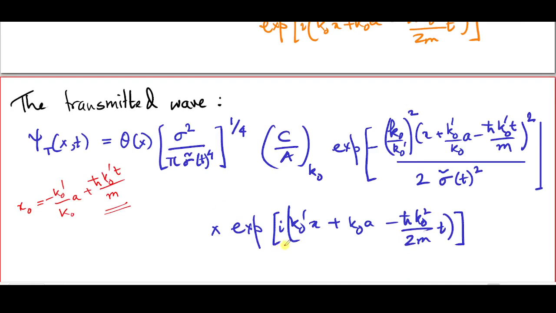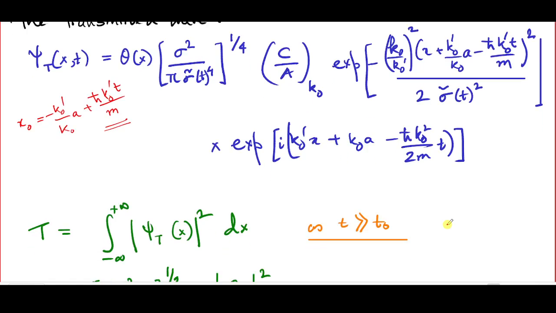This is of course an important part of the wave function. It tells us that the wave packet is actually moving with the momentum given by h cross k0 prime. But for the rest of our calculation, which will involve psi t mod square, this being a pure phase will not really be that important. So now, let's calculate t directly.